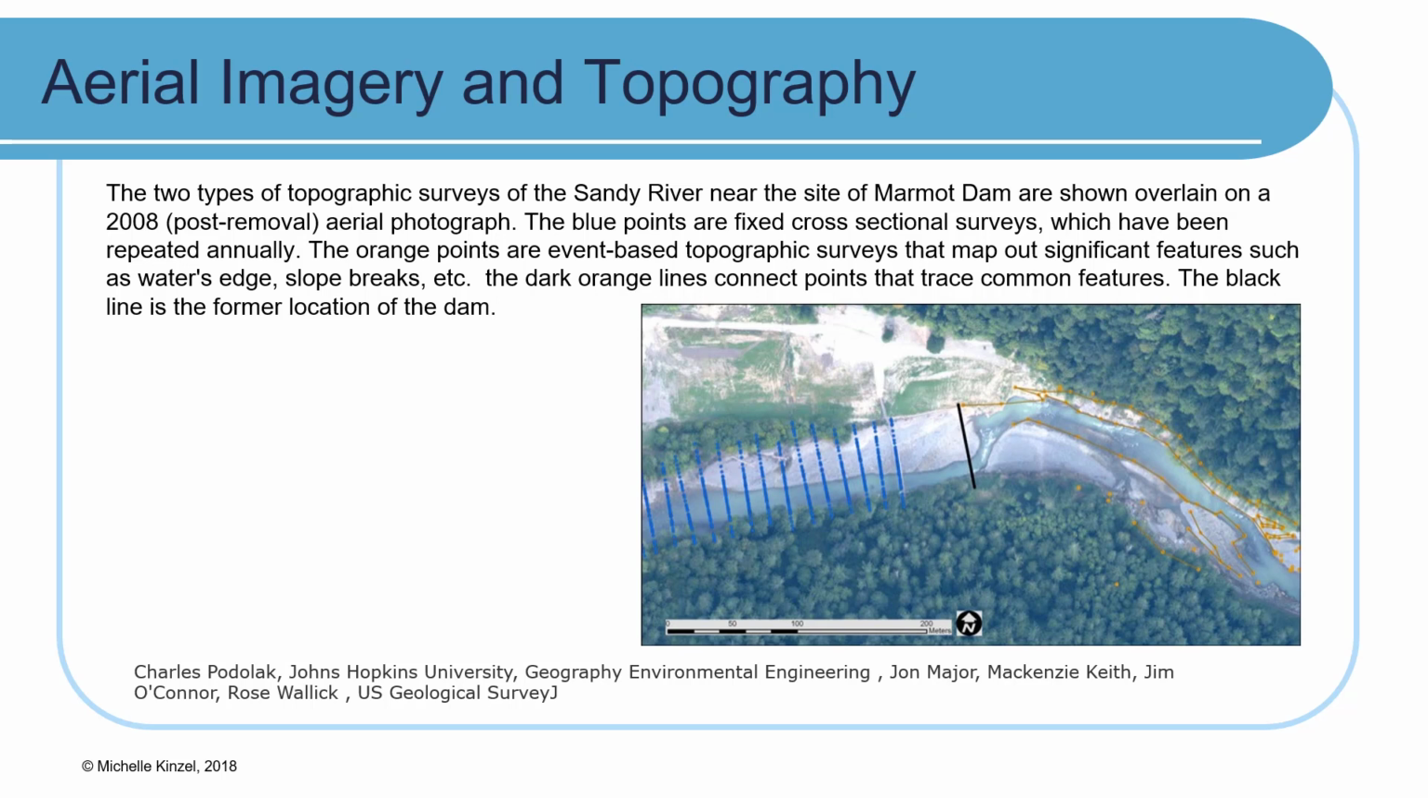So here's an example of aerial imagery and topography put together. This is surveys from the Sandy River near the Marmot Dam and from 2008. So it is showing blue points are fixed cross-sectional surveys, and these are repeated every year, and orange points are based on topographic surveys that map out significant features, including the water's edge, slope breaks, etc. And then the dark orange lines are connecting points that are tracing common features like a river channel or sandbar.